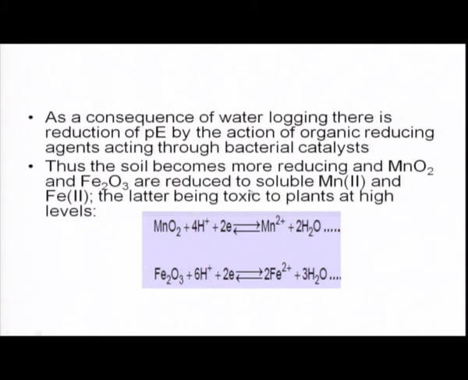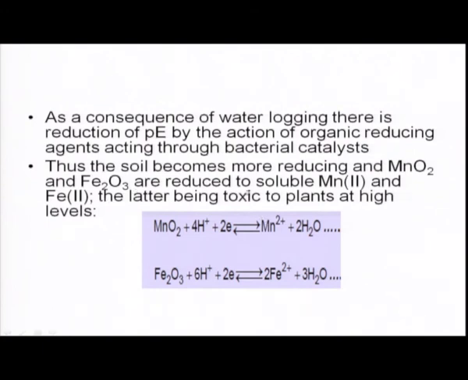So, in this condition the soil becomes more reducing, and water insoluble compounds like manganese dioxide and ferric oxide present in the soil are reduced to water soluble manganese 2 and ferrous, okay. And this mobilizes these ions, manganese 2 and ferrous. So, they are leached out and more iron is available in the soil.